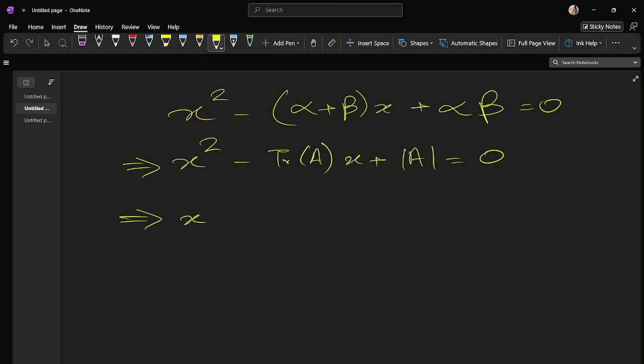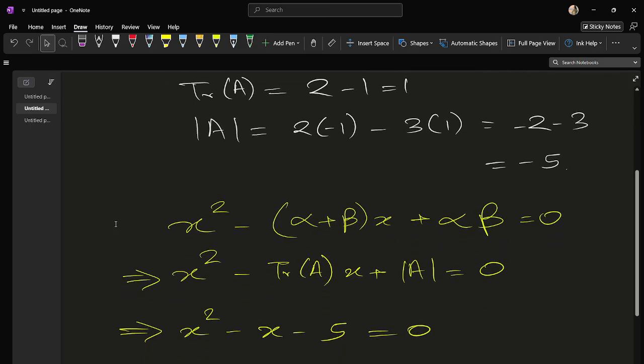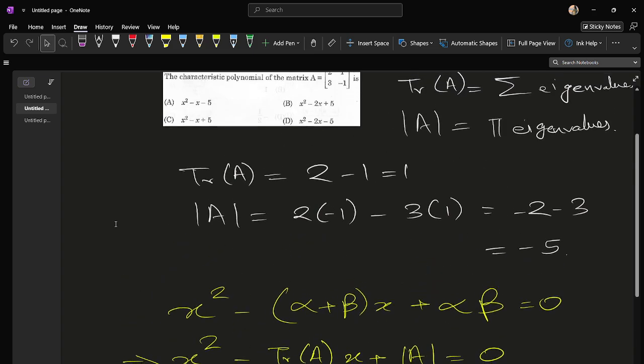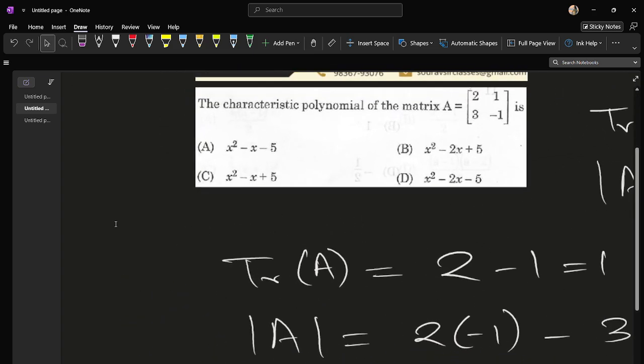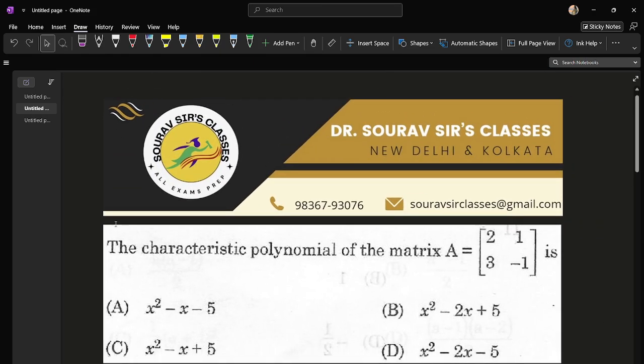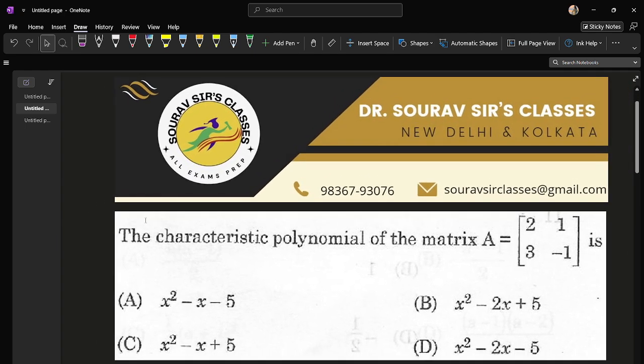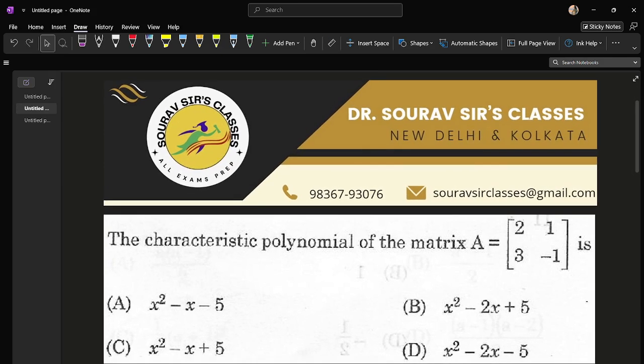So we will get x square minus x minus 5 equals 0, because our trace of A is 1 and our determinant of A is minus 5. So by putting these things we will get this answer. Okay, so our correct answer of this question will be our option. Let me zoom it. Yeah, so the correct answer will be option A.